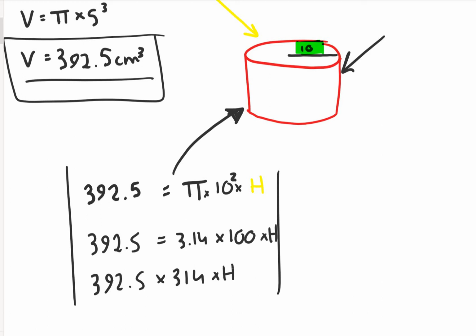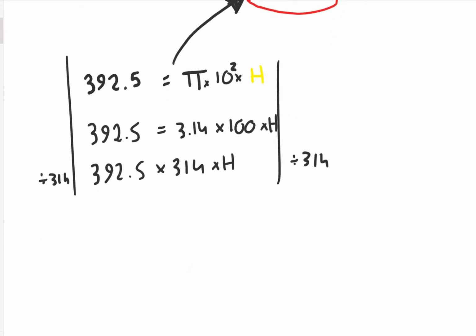What I want is h on its own, so I'm going to divide this side by 314. I must divide this side by 314 too. So this side, 314 multiplied by h, divided by 314 is just h. And this side, 392.5 divided by 314 is 1.25. So the height of the cylinder is 1.25 centimeters. So there we go.